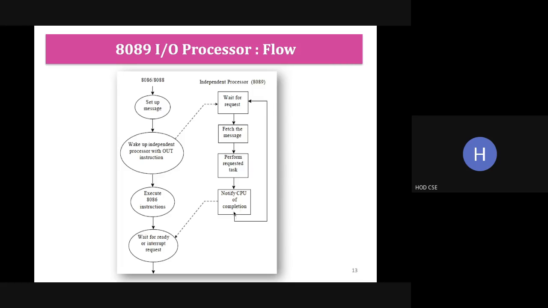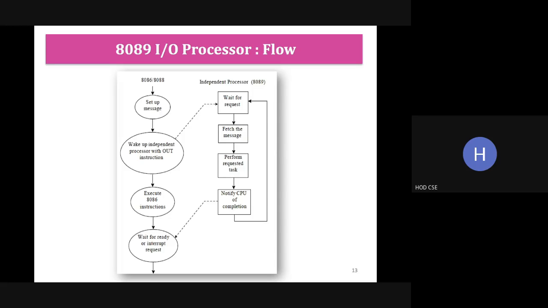And after completion of the task, it will indicate to this CPU. While 89 is performing its task, 86 will be executing its own instructions. Then it will get the data from that and you can continue the normal process. This is the flow diagram of the 8089 processor. And is it closely coupled or loosely coupled?